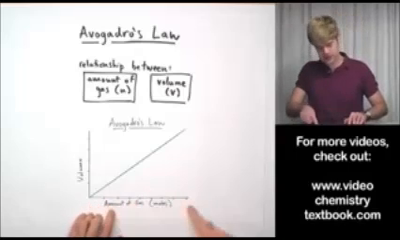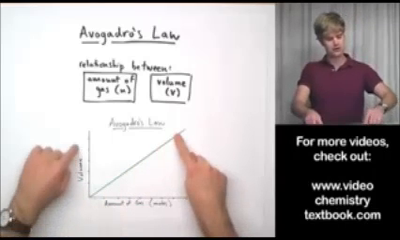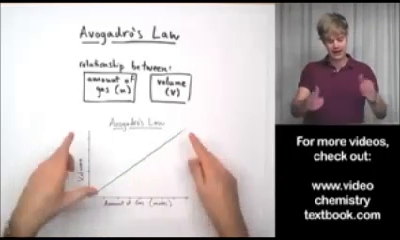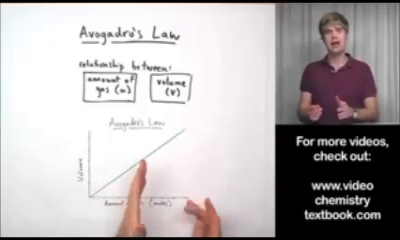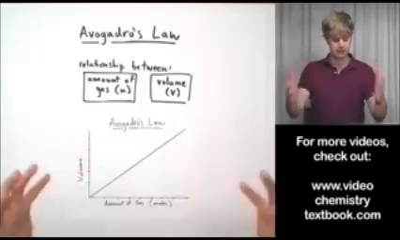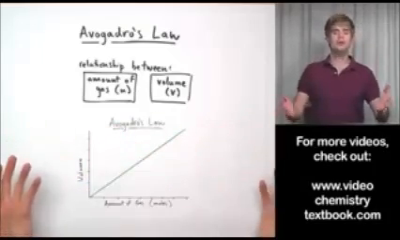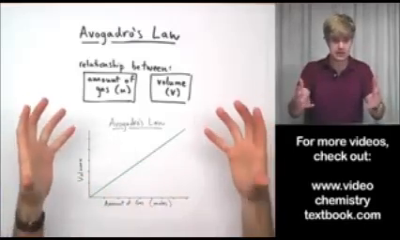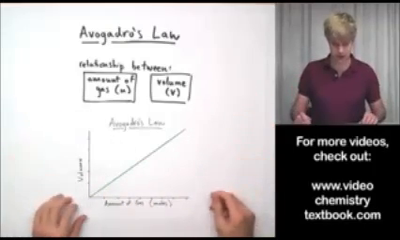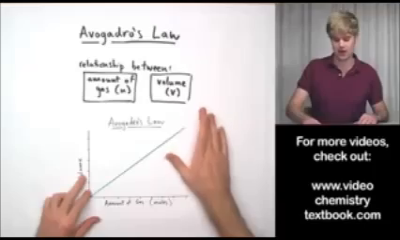As we increase the amount of gas, the volume goes up as well. And it actually turns out that if we double the amount of gas that's in a gas sample, like a balloon, it also doubles the volume, the amount of space that that gas sample takes up. So here's a graph of Avogadro's law.